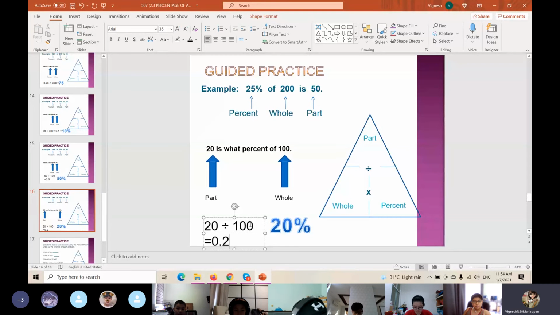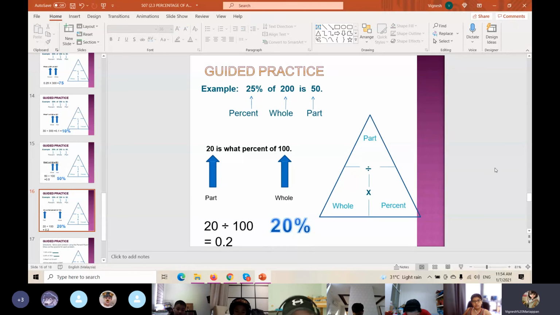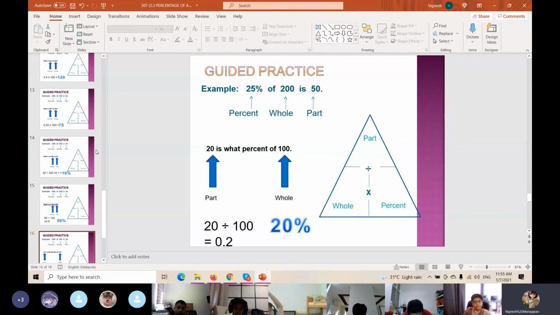0.2. So the answer is in decimal number. So how to convert the decimal number into percentage? Move... move what? Move the 2 to the... Oi, what moving? Teacher said, okay, see again.